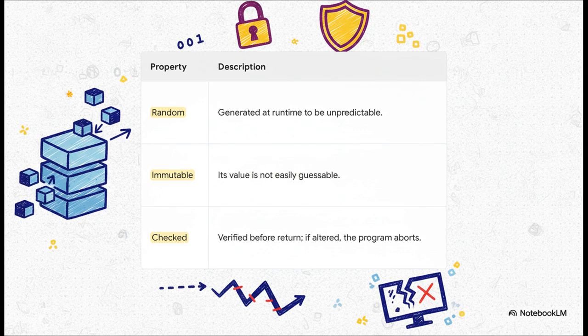For a buffer overflow attack to actually work, the attacker has to overwrite the canary just to get to the return address. But here's the clever part. Right before the program uses that return address, it checks the canary. If the value has changed, even by a single bit, the program knows it's under attack and just shuts down immediately. It stops the attack cold before any malicious code can ever run. It's a simple but incredibly effective alarm system.